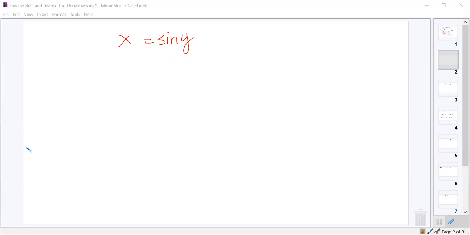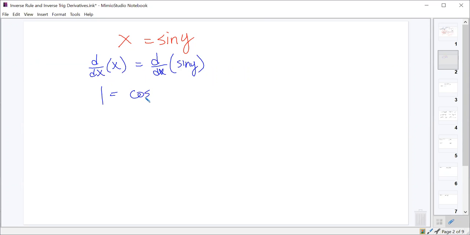Do we use implicit differentiation? Yes, we most definitely do. So we got the derivative with respect to x of x and the derivative with respect to x of sine y. On the left-hand side, that's just 1, right? And on the right-hand side, when we take the derivative of sine y with respect to x, what do we get? Cosine y dy dx. Perfect. So what does dy dx equal? It equals 1 over cosine y, right?